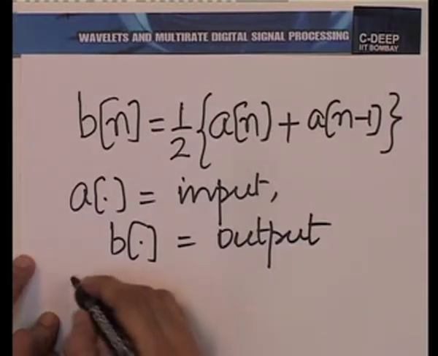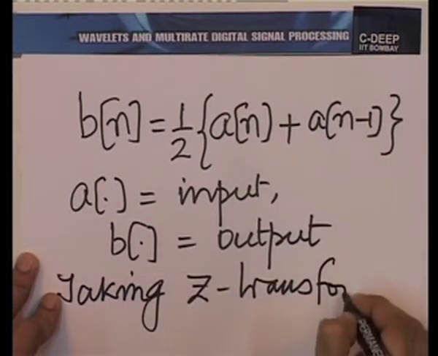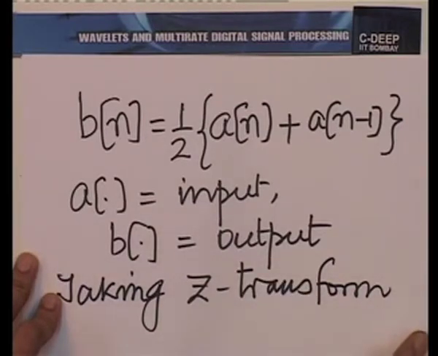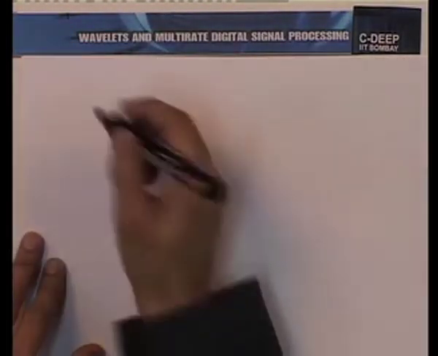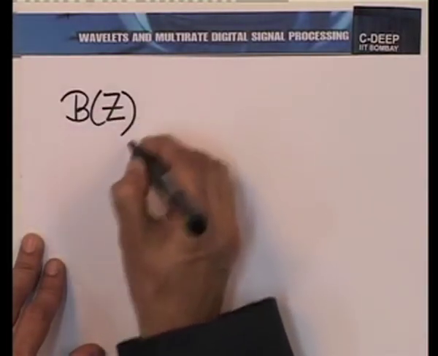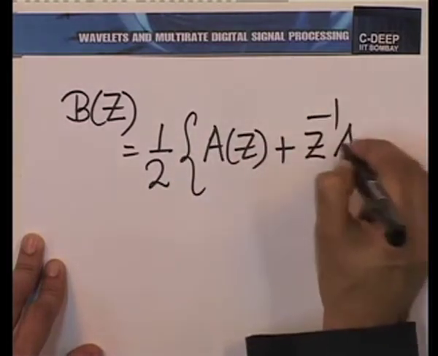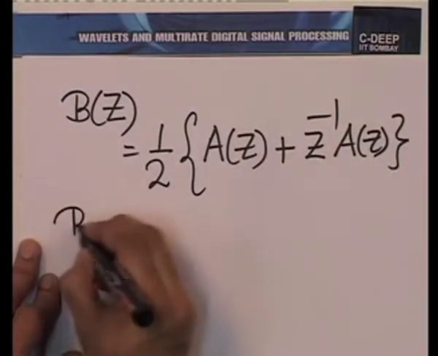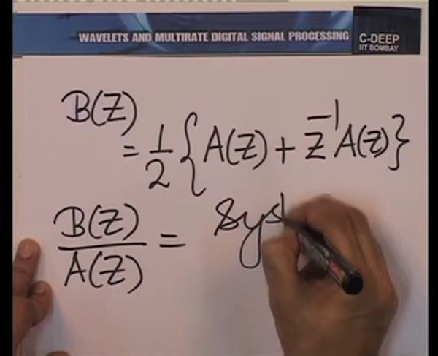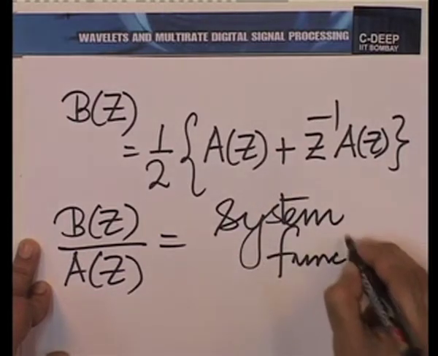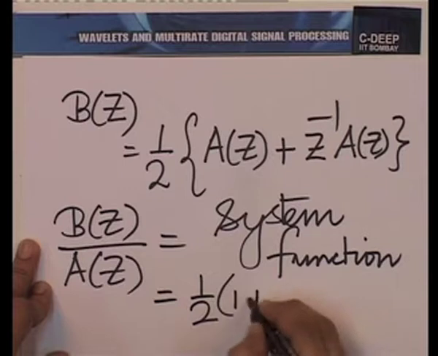If we take the Z transform on both sides, we get what is called the system function of this filter. So, let us calculate that system function. We get B(z) is half A(z) plus z inverse A(z), whereupon B(z) by A(z) can be obtained, and this is called the system function of the filter. And the system function is easily seen to be half into 1 plus z inverse.